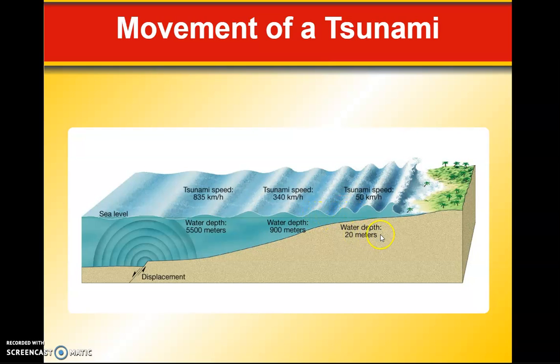And here the water depth is 20 meters, the tsunami speed is slowed way down, but the wave height, that crest height, is much higher than it was out here. So if you were in a boat out here in the middle of the sea, that tsunami may be traveling 835 kilometers per hour, but you wouldn't notice it. Whereas if you were here, those 50 kilometer per hour waves that are way higher than any boat you're going to be on, you definitely notice it here.